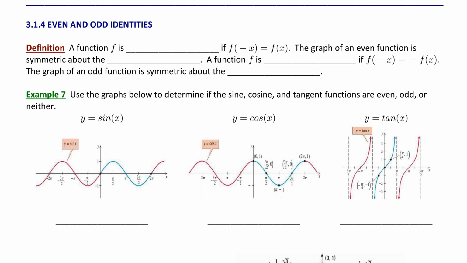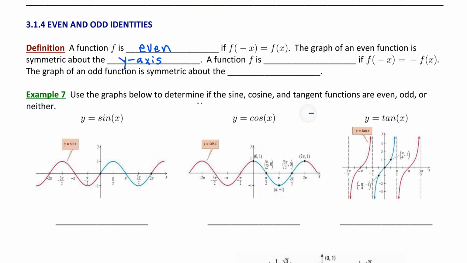In addition to our reciprocal and Pythagorean identities, we will now add the even and odd identities. Now, to help you understand where these come from, I want to remind you of the definition of even and odd functions from algebra. A function f is even if f of negative x equals f of x. The graph of an even function is symmetric about the y-axis.